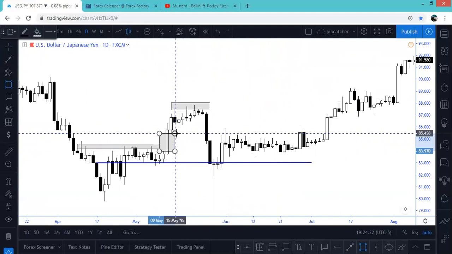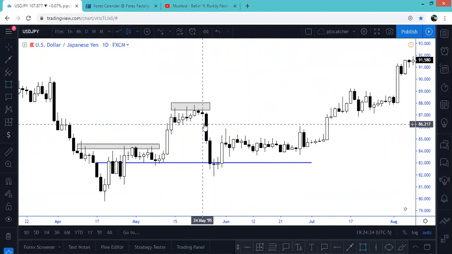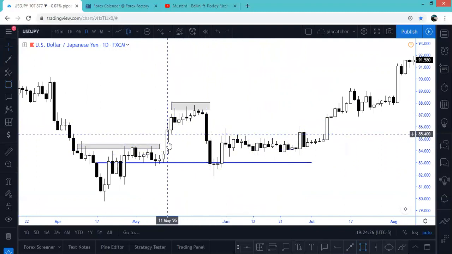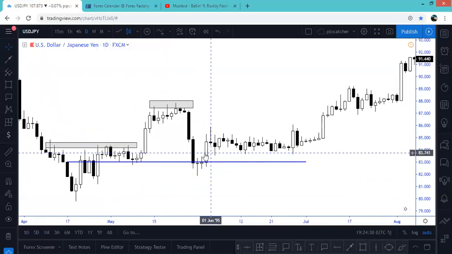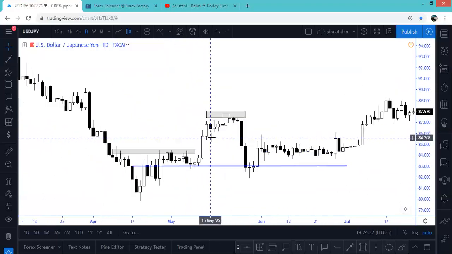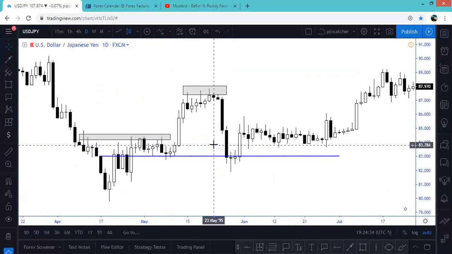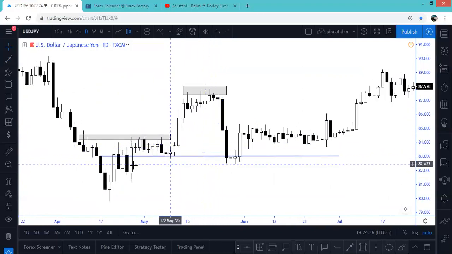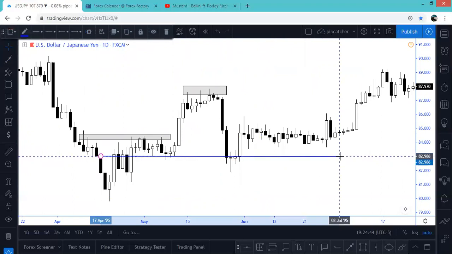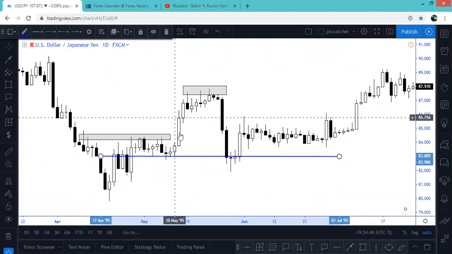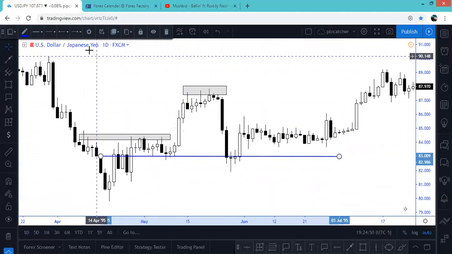This wick to this wick, there's an imbalance. So market has to come back and fill this imbalance. It doesn't always have to, but a higher percentage of the time, it really does. So this blue line represents our weekly point of interest that we were looking at. How do we refine that after the fact that this has came up?